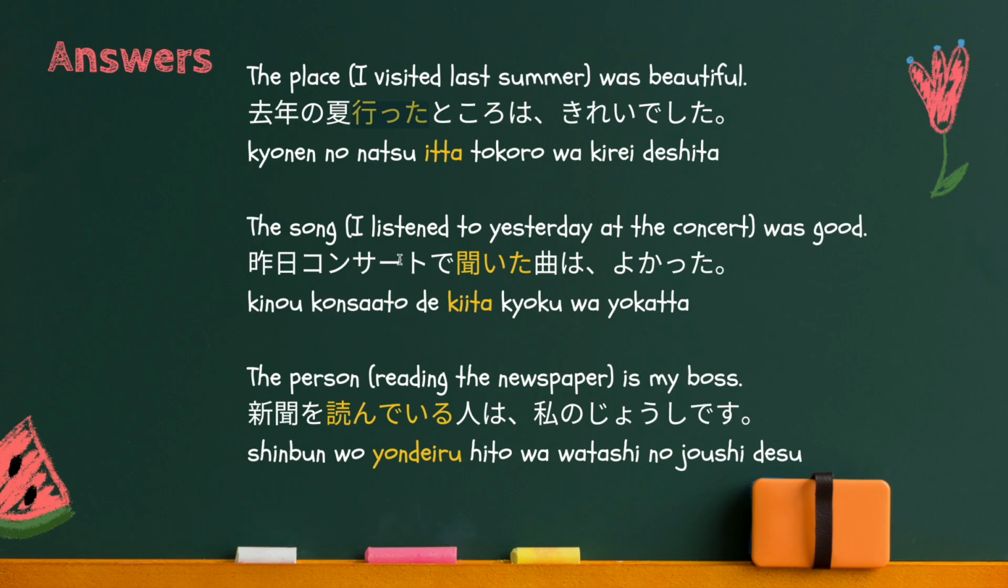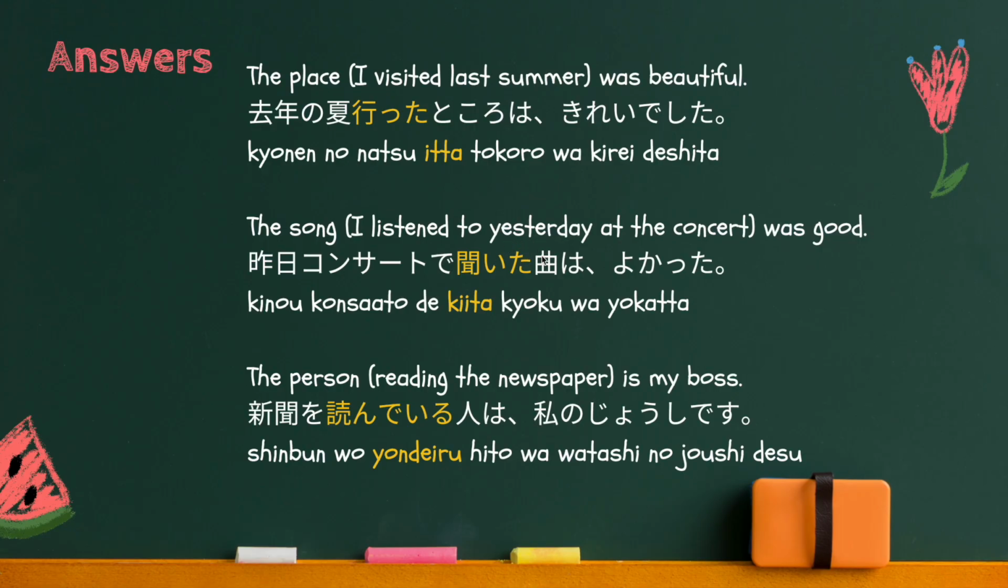昨日コンサートで聴いた曲は良かった。So basically, the main sentence structure is this: the song was good. But this part is only explaining the song in more detail. And this part comes right in front of the song in Japanese. Therefore, 昨日コンサートで聴いた comes before the song 曲 and there is nothing in between those two.